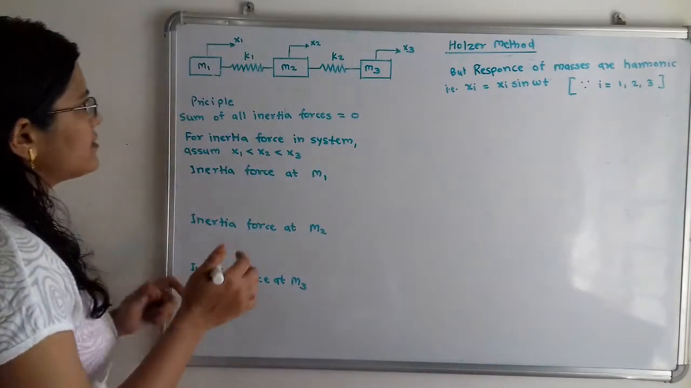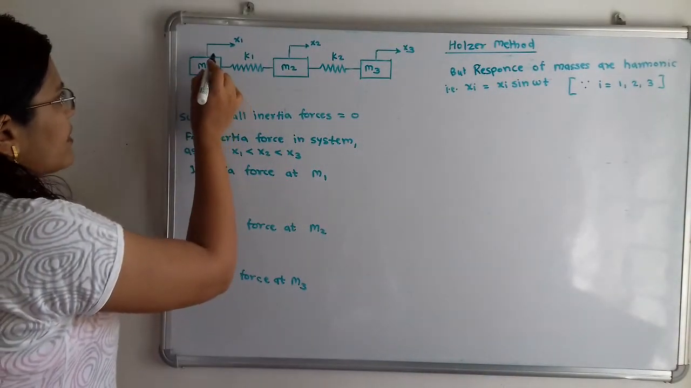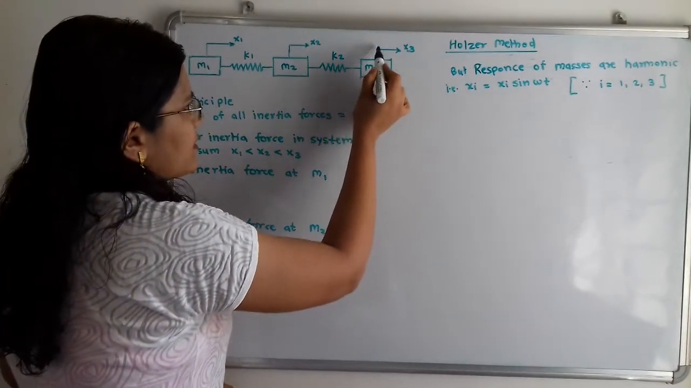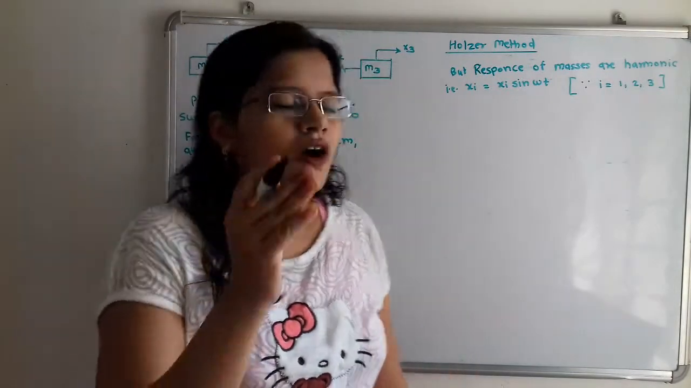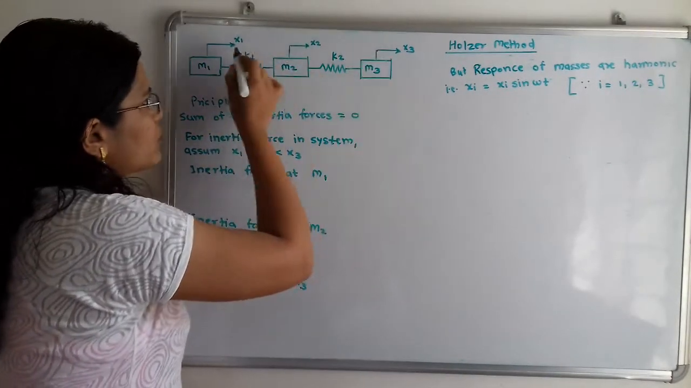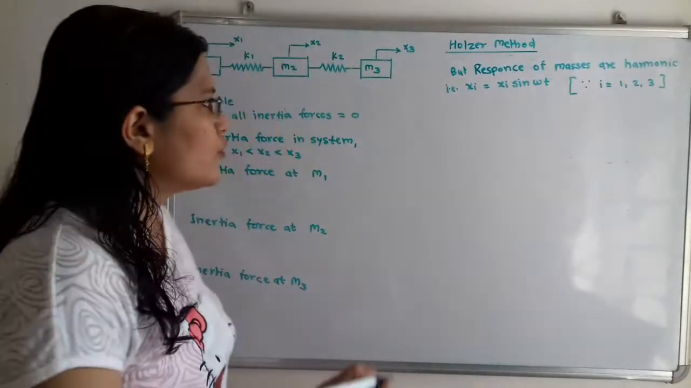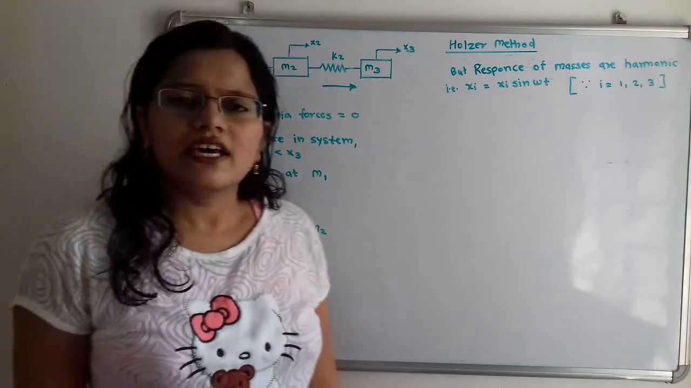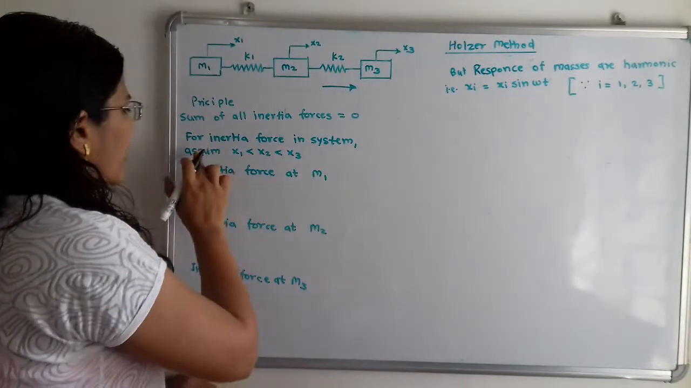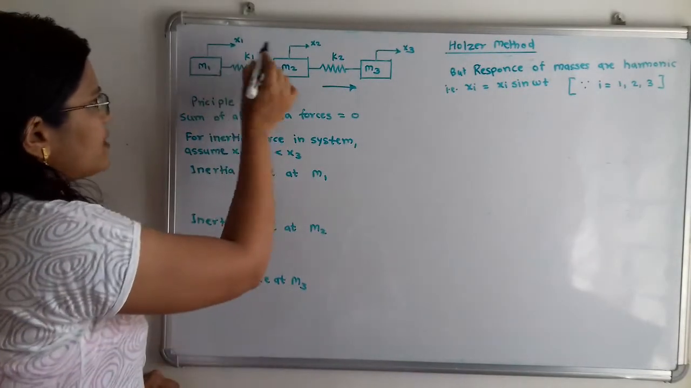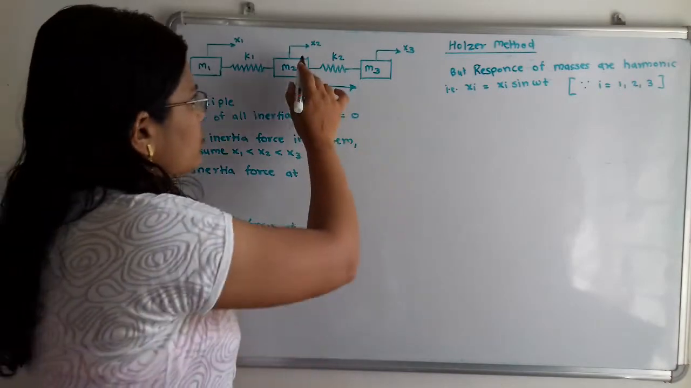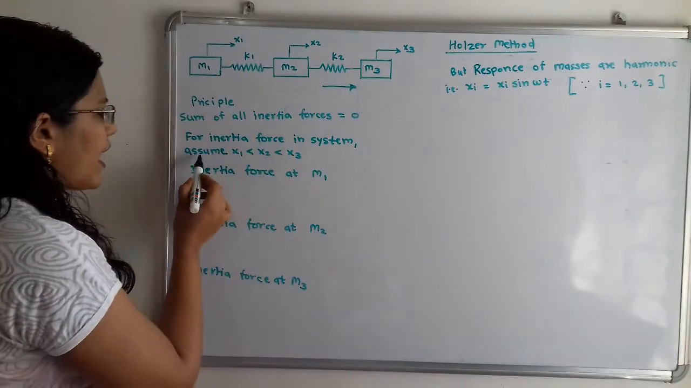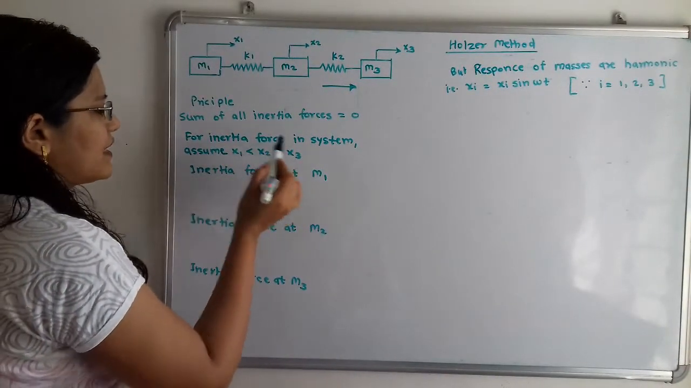If we observe this system, mass M1 has displacement x1, mass M2 has displacement x2 and mass M3 has displacement x3. Now all the directions for these displacements are given towards the right hand direction. So the system is moving towards the right hand direction. Now we have to assume here that x1 is less than x2 and x2 is less than x3. So this is our first assumption for this derivation. We have to write: assume x1 < x2 < x3.